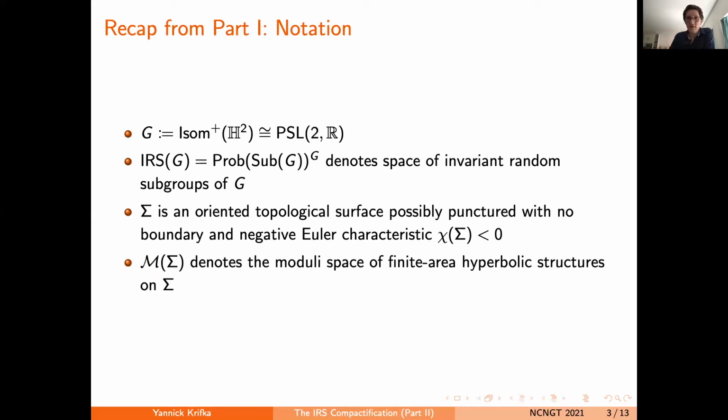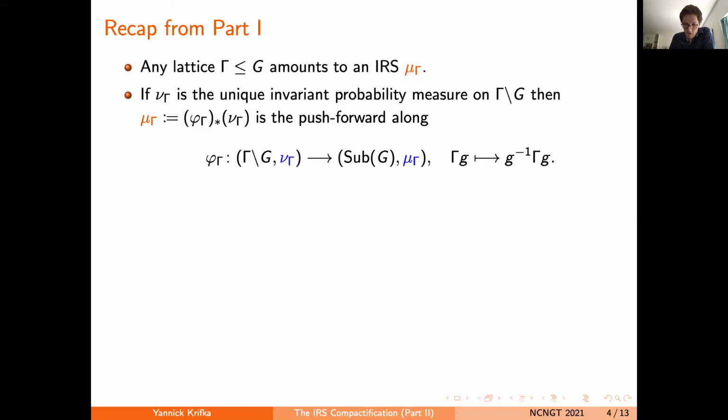Now in part one, as I said, we constructed the IRS compactification. Let me tell you again how that worked very briefly. So recall that for any lattice gamma in G, we constructed an IRS mu gamma, and this mu gamma was constructed as follows. Because the lattice is a lattice, there is a unique invariant probability measure nu gamma on the quotient G mod gamma. And in fact, we obtain a probability measure preserving action of G on this quotient here.